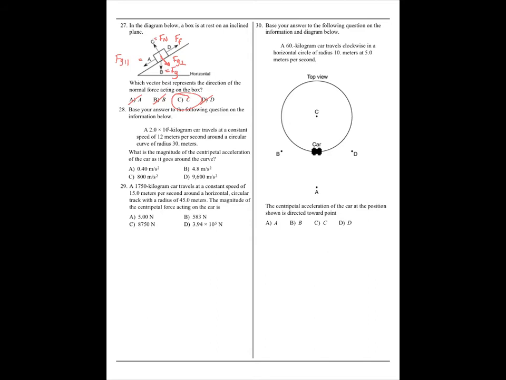Number 28. We have a car traveling at a constant speed around a circular curve. Ooh, circular motion, guys. That's our mass, that's our speed, that's our radius. Looking for centripetal acceleration: a_c equals v squared over r, no mass needed. So 12 meters per second, squared, over 30 meters. 144 over 30 equals 4.8 meters per second squared.